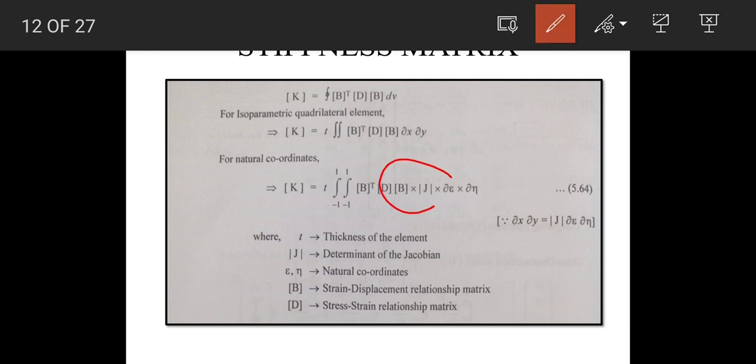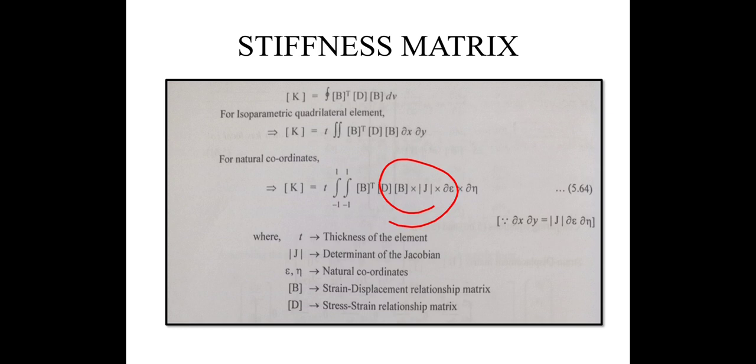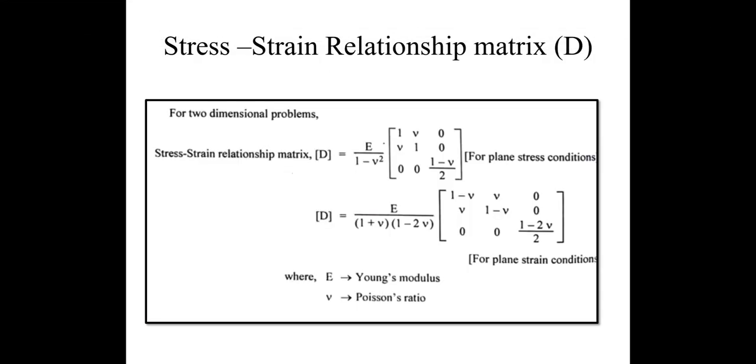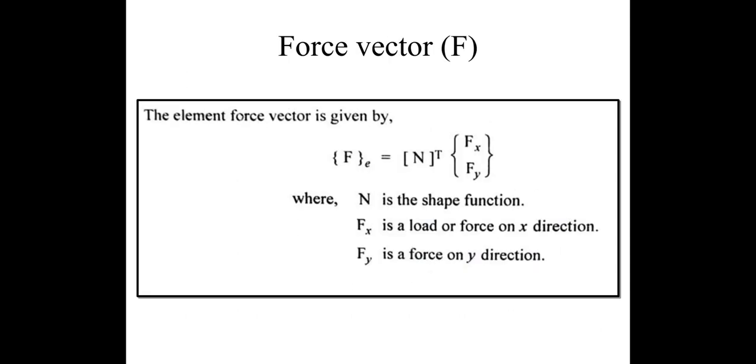So look here. It is the Jacobian matrix. The stress-strain relationship matrix is called the D matrix. It gives two formulas, for the plane stress condition as well as the plane strain condition. When we use a thin plate, the applicable formula is the plane stress condition. When we have a circular or cylindrical application, we use the plane strain condition. E is Young's modulus, V is the Poisson ratio. It is a force vector, generally denoted by the shape function.